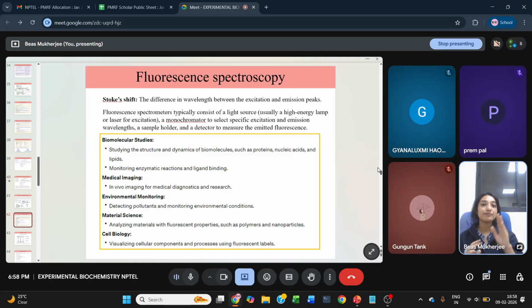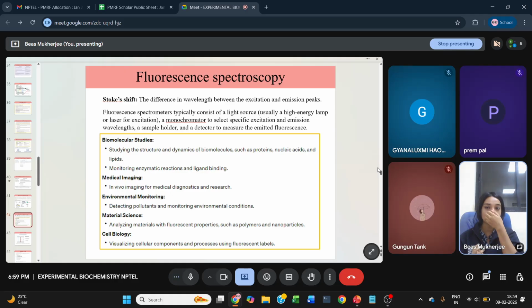Okay, so lambda emission minus lambda excitation, that is Stokes shift. Fluorescence spectrometers typically consist of a light source, usually a high energy lamp or laser for excitation, for example a xenon lamp, a monochromator to select specific excitation and emission wavelengths, a sample holder, and a detector to measure the emitted fluorescence. Okay, so biomolecular studies.